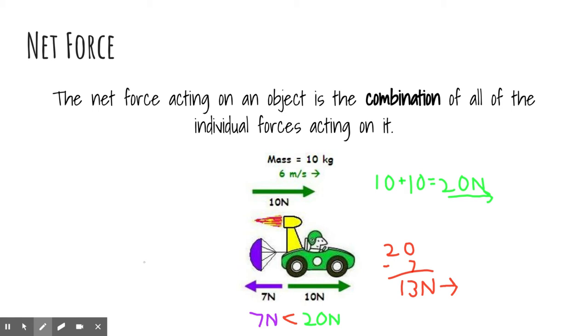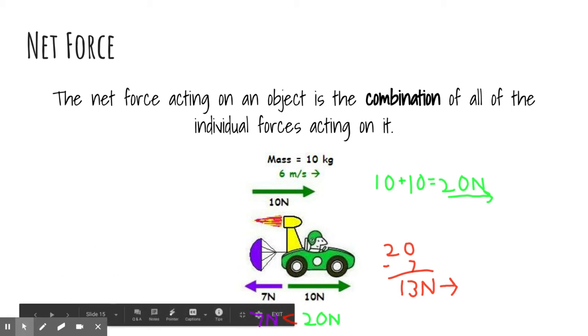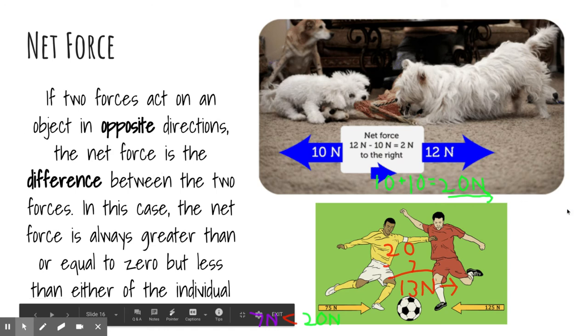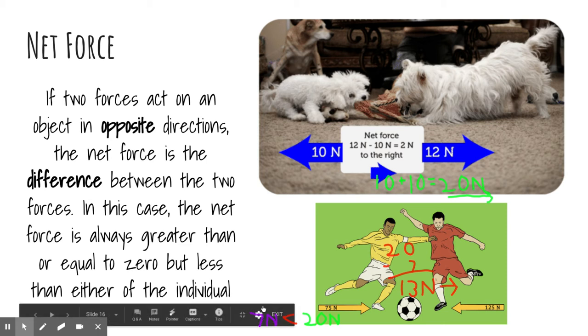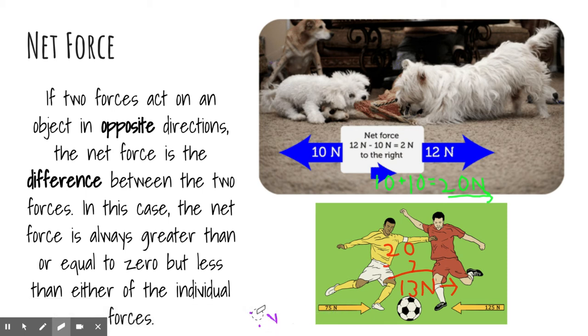All right, next is going to give us some specifics on what to do when we have forces going in more than one direction. So here we go. When we have 2 forces acting on an object in opposite directions. Oh, let me clear this out. Hold on. You probably don't want to see all that from the race car.